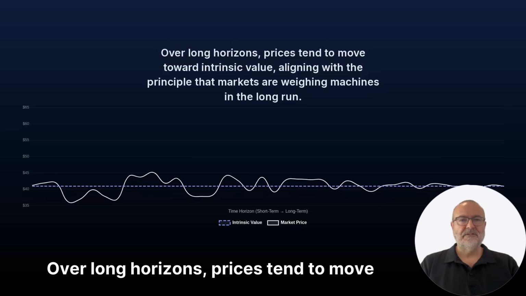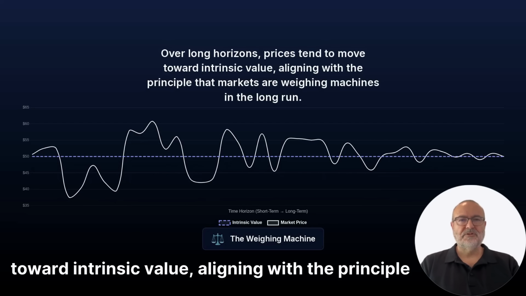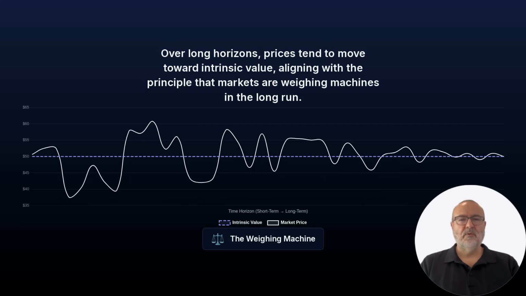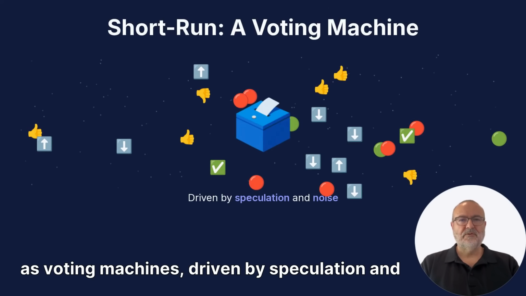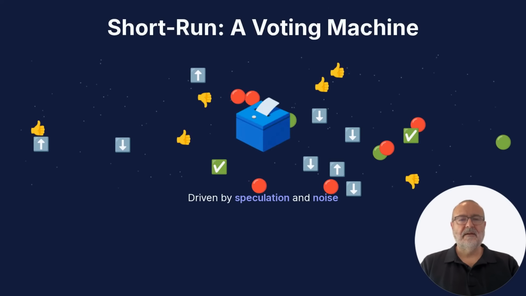Over long horizons, prices tend to move toward intrinsic value, aligning with the principle that markets are weighing machines in the long run. In the short run, however, markets act as voting machines, driven by speculation and noise. In the long run, markets are weighing machines.